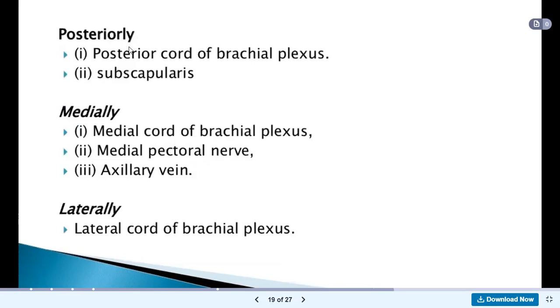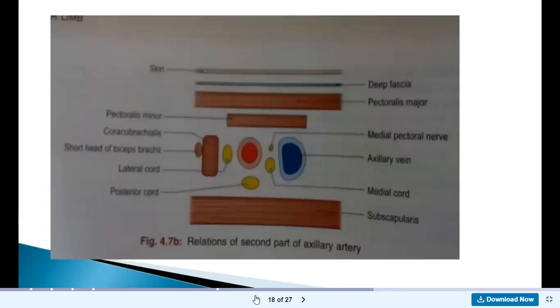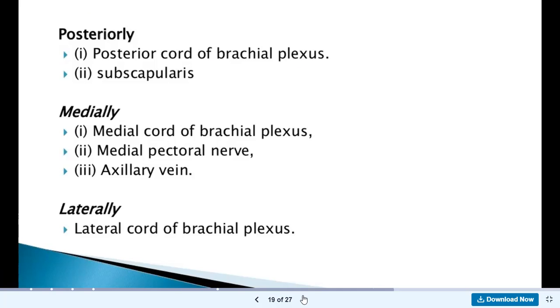Okay, so let's look at the posterior relation. Posteriorly, we have the posterior cord of the brachial plexus and the subscapularis muscle. Medially, we have the medial cord of the brachial plexus, the medial pectoral nerve, and the axillary vein. And then laterally, we have the lateral cord of the brachial plexus. But also, not only the lateral cord, we also have the short head of the biceps and the coracobrachialis on the lateral aspect.